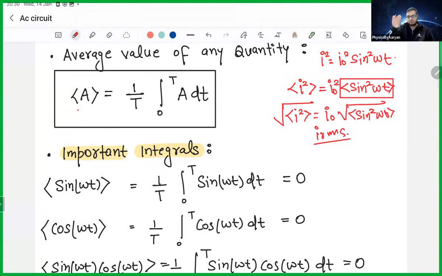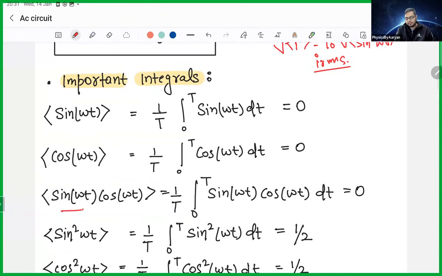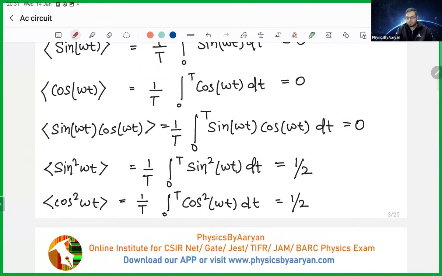So for that, I'm giving you some important integrations which you can try out also. If you find the average of sine, obviously you get 0. If you find the average of cos, obviously you get 0. If you find the average of sine into cos, again you get 0. But if you find the average of sine square omega t, you get half. If you find the average of cos square omega t, you get half. Basically, I'm giving you the value of these important integrations.